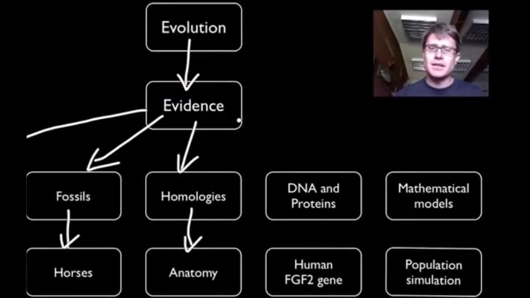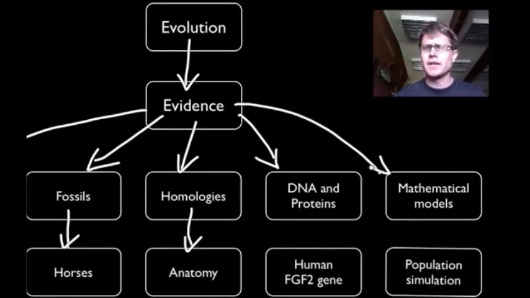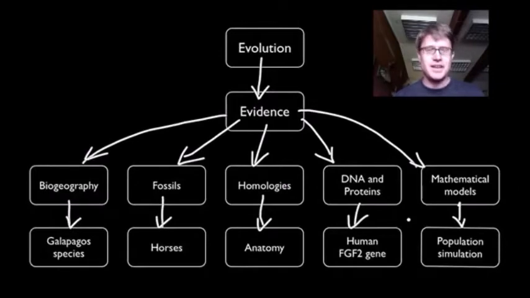And then I'm going to talk about a few things that Darwin didn't have available, namely molecular evidence. DNA is the trump card when it comes to evolution. Finally, I'm going to show you how we can use mathematical models to support our models for how evolution actually takes place. So we've got a lot to do, so we better get started.